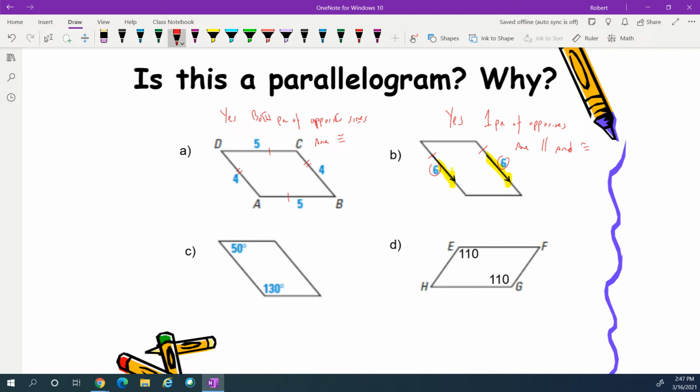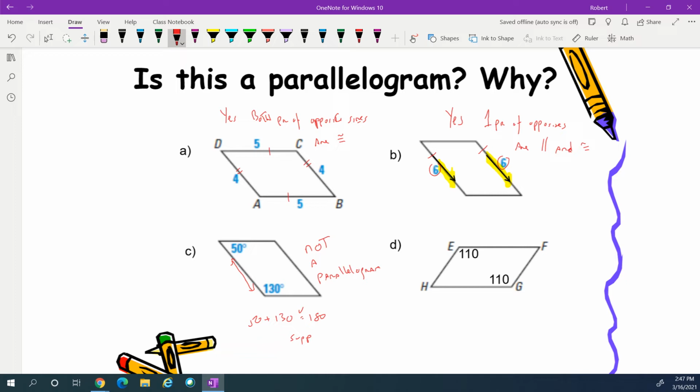In question C, 50 plus 130 is 180. So these are supplementary. But we don't know anything about the other angles. So we have to say no. Not a parallelogram. We don't have the information. We don't know about the other angles.